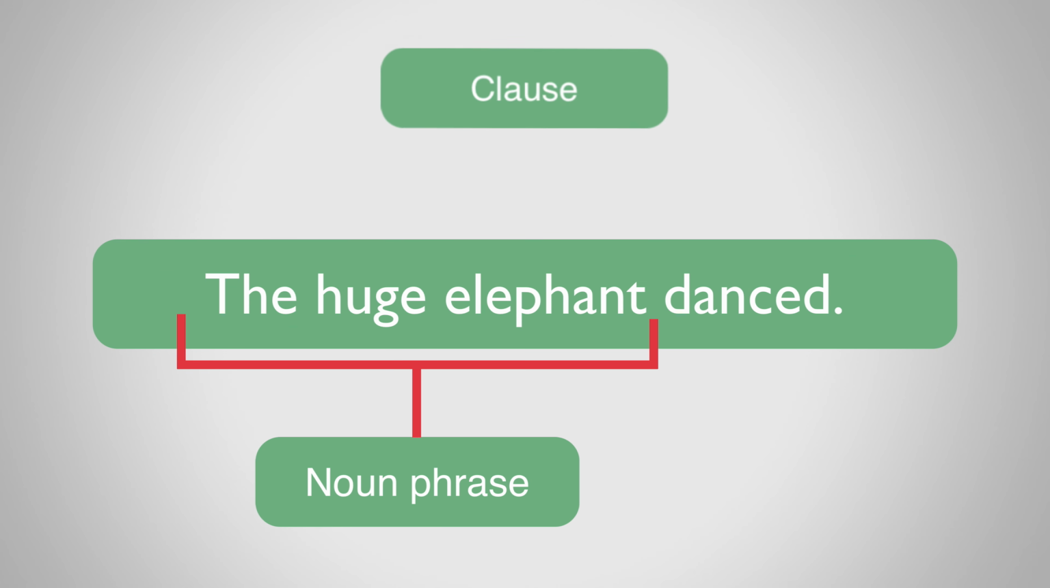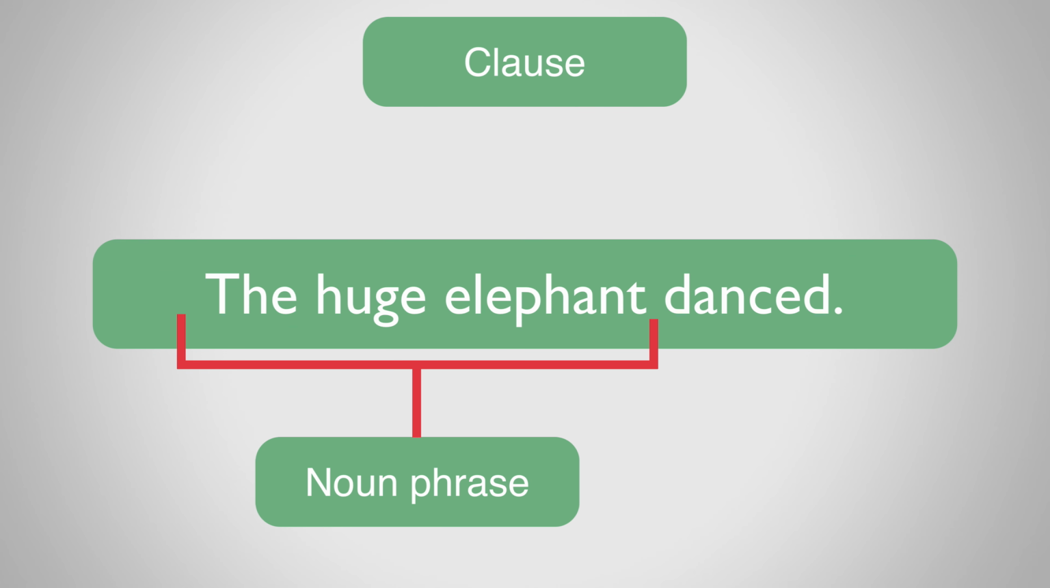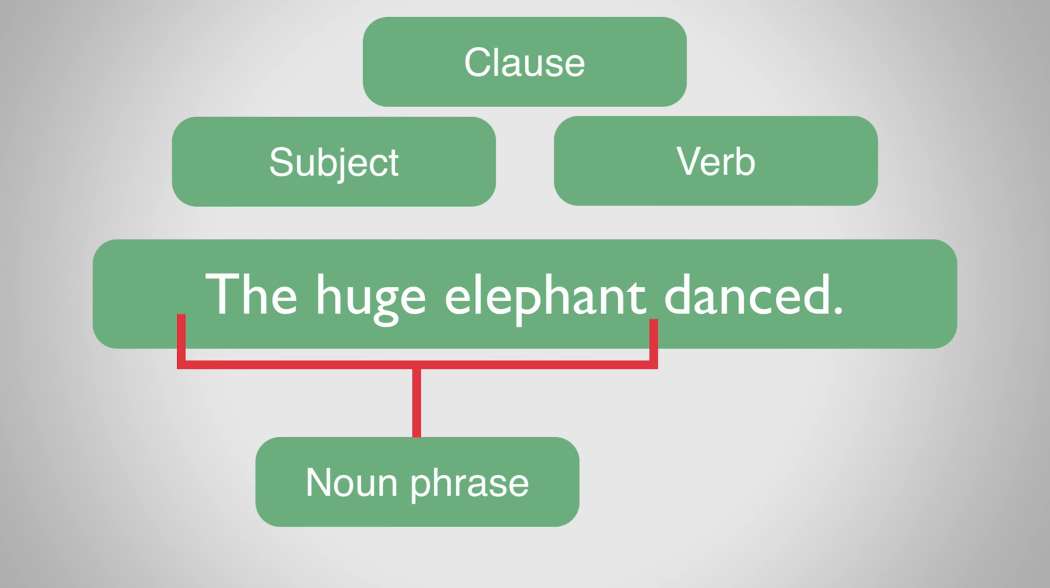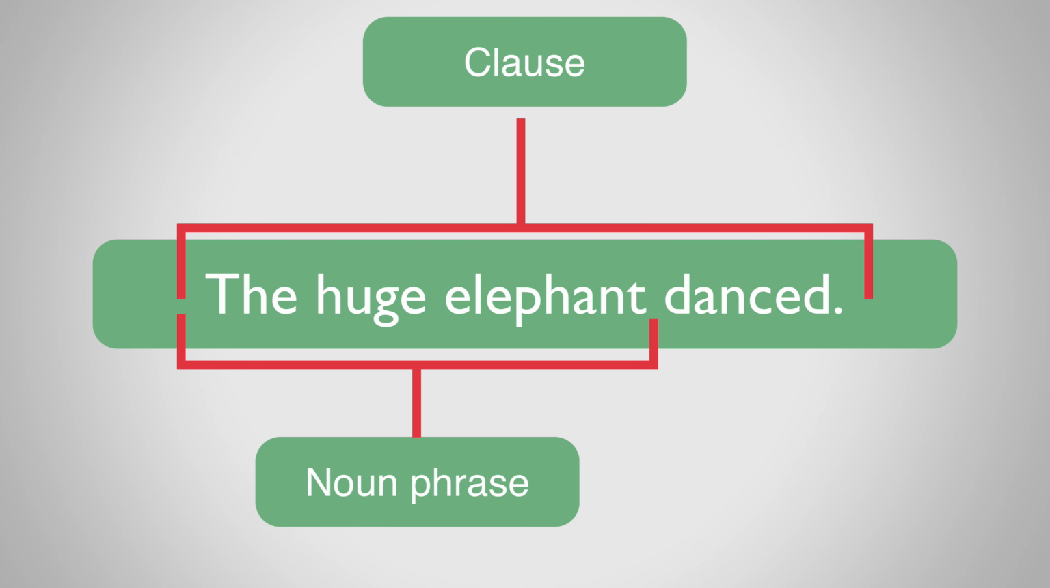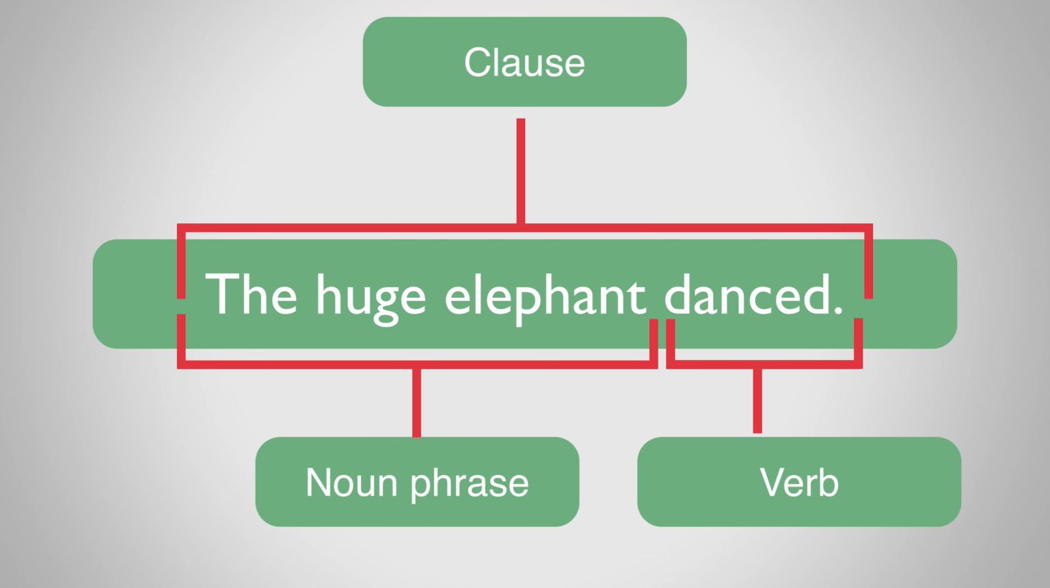So what's the clause in this sentence? Well, a clause is the part of a sentence that contains the subject and the verb. The verb in this sentence is danced, and the subject is the thing that is doing the action. So in this sentence, the subject is the huge elephant. Together, these words make up the clause. Notice that clauses are made up of one or more phrases, where one of them is a noun phrase, and they also include a verb.